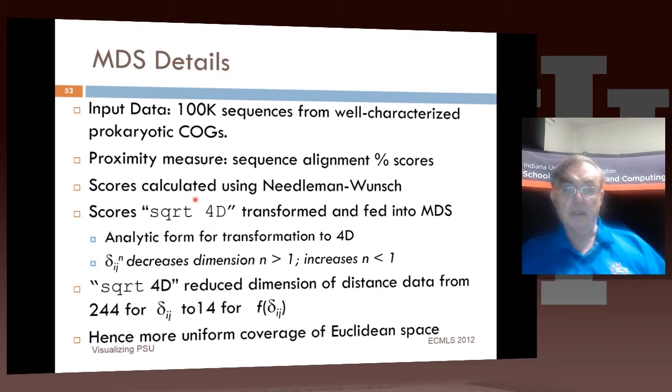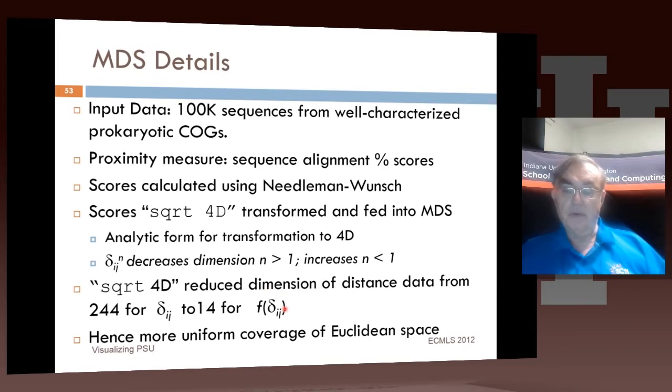Then we do a form of function f, which I don't want to go into, which actually we use the so-called square root of 4D method. Go to our paper to see what that is, and that defines this mapping function f.